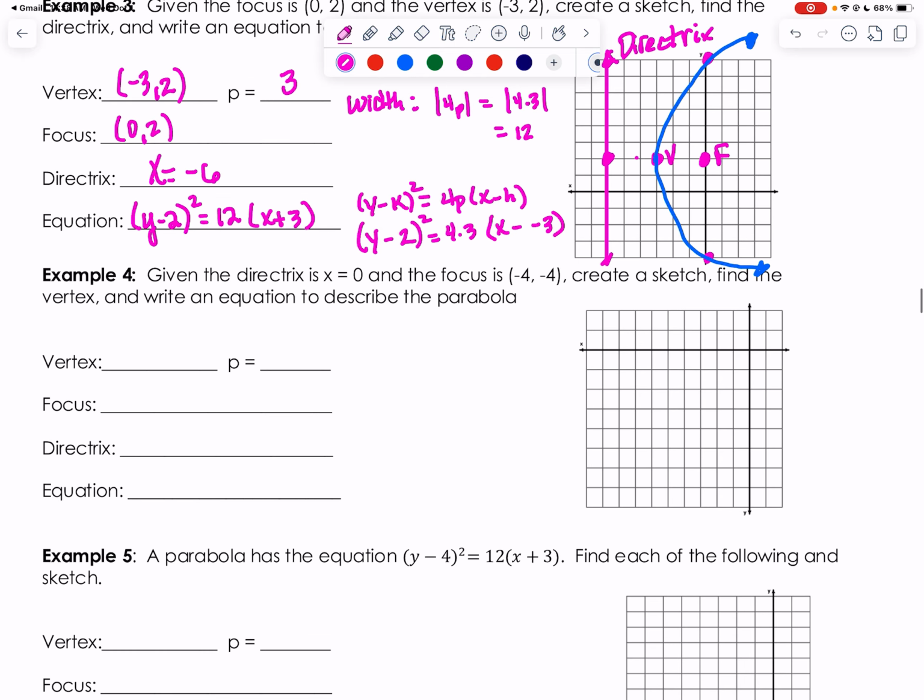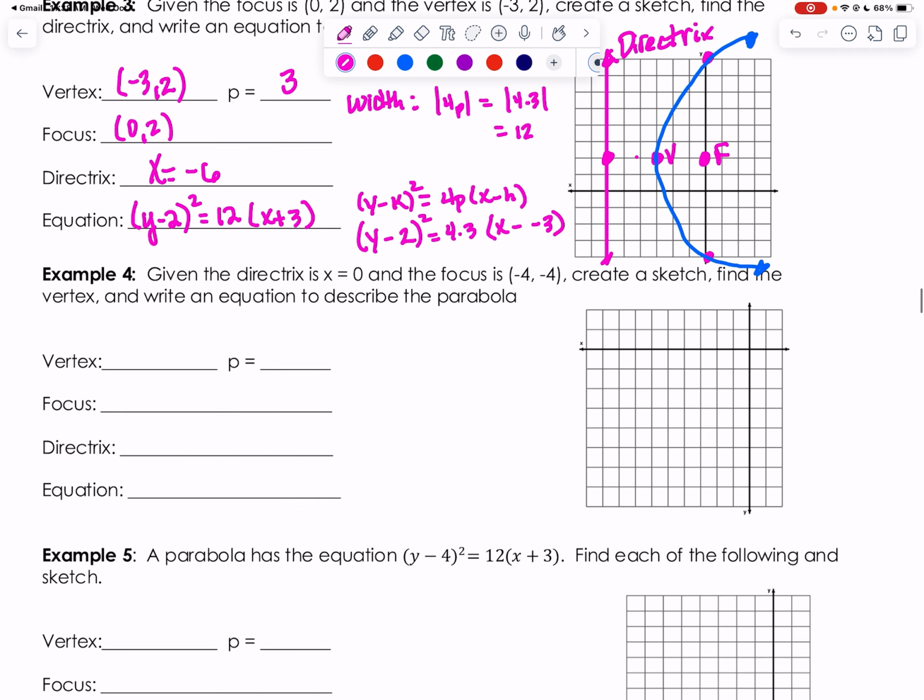All right, example 4. Given the directrix is x equals 0. So here is our directrix, x equals 0.